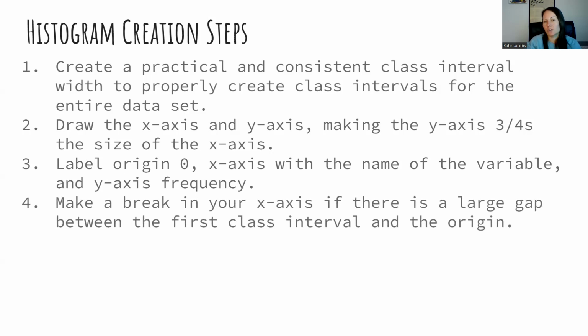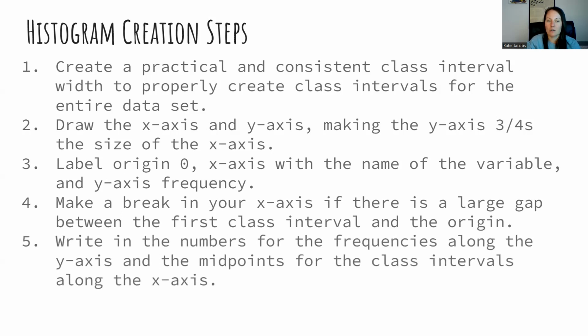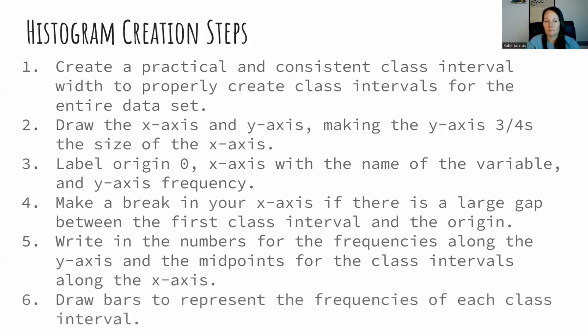Then if there is a huge jump from 0 to your first class interval, you're going to make a break in the axis that looks like the EKG output. And then you're going to write in the numbers for the frequency along the y-axis. And then you're going to put the midpoints of the class intervals along the x-axis. And then you're going to draw bars to represent the frequencies of each of the class intervals.